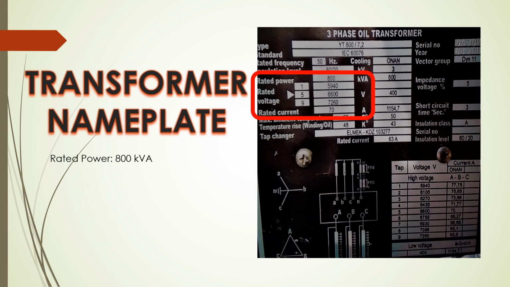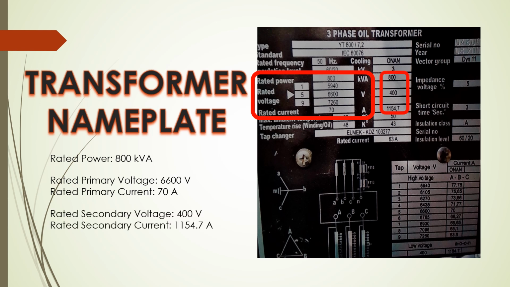Given are the following: rated power 800 kVA, rated primary voltage 6600 volts, rated primary current 70 ampere, rated secondary voltage 400 volts, rated secondary current 1154.7 amperes, and the impedance voltage, which is 5%.